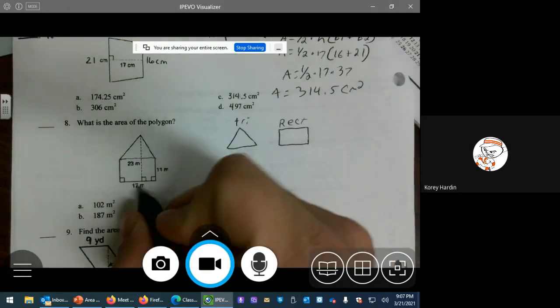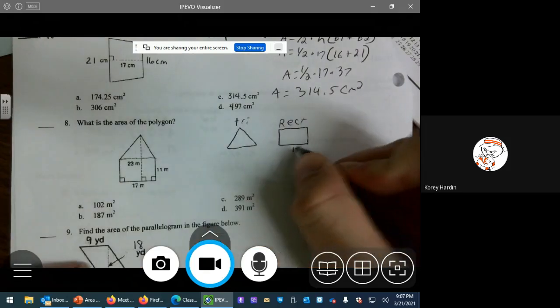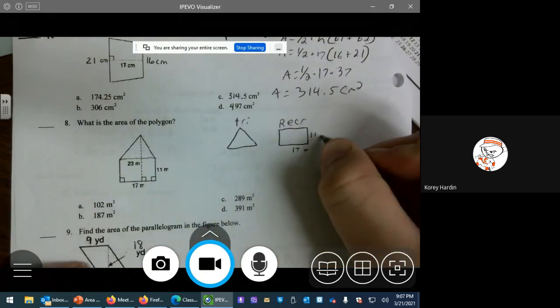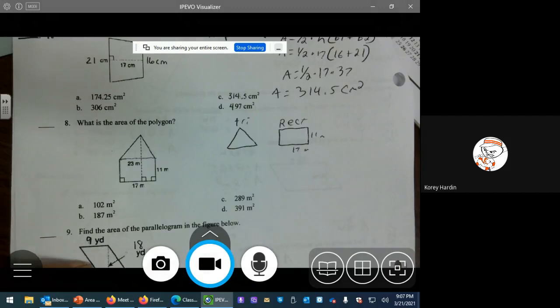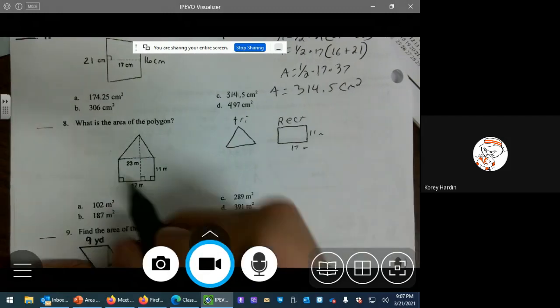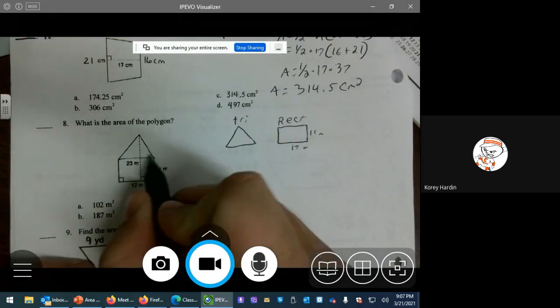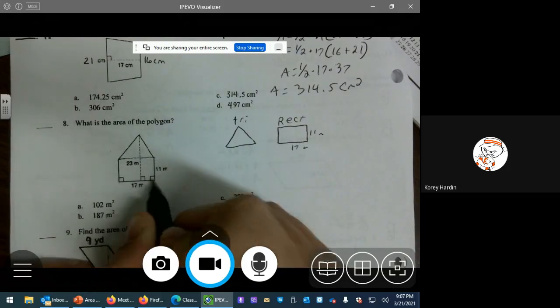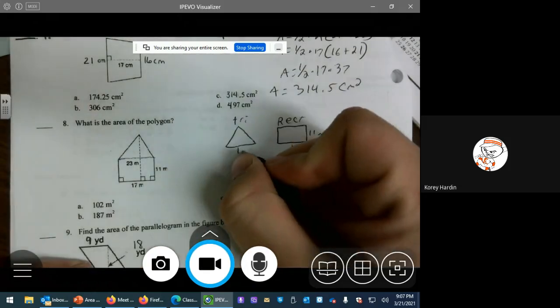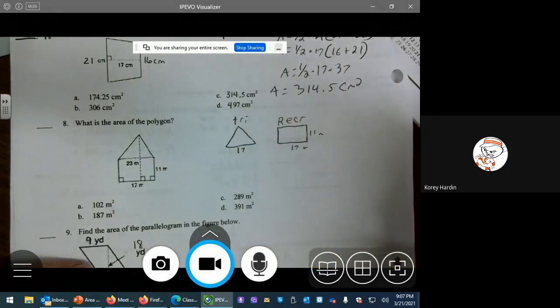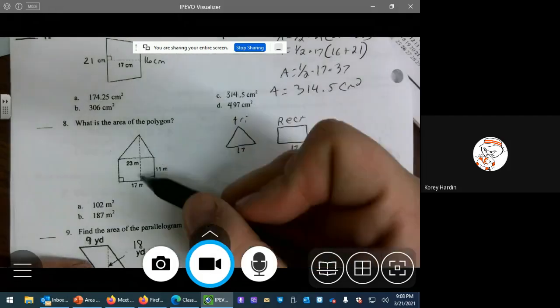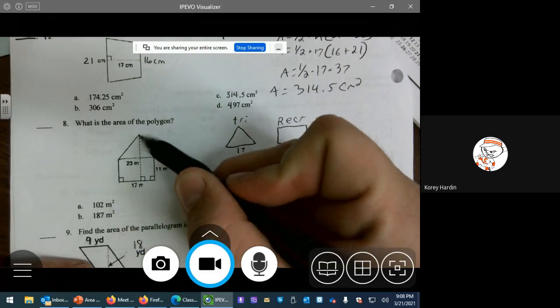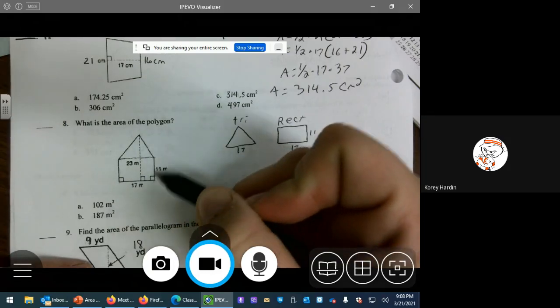Okay, so let's start with the rectangle because the rectangle is 17 by 11. Okay, that one's the easy one. Now the triangle, we're gonna have to do some manipulation here. I know my base of the triangle is gonna be 17 because it's the same as down here, and these two right angles tell me that. So I know my base is 17, but my height, okay, from here to here, it's 23. But from here to here is 11.